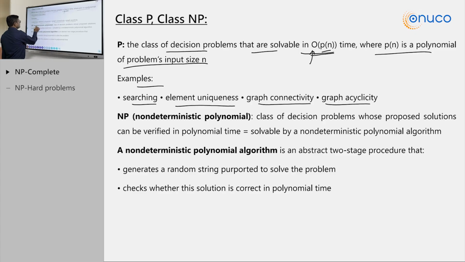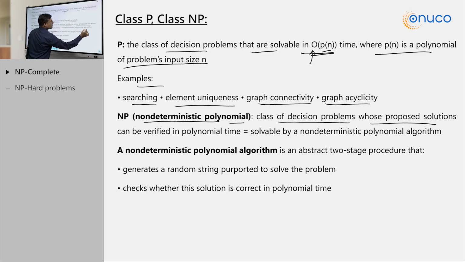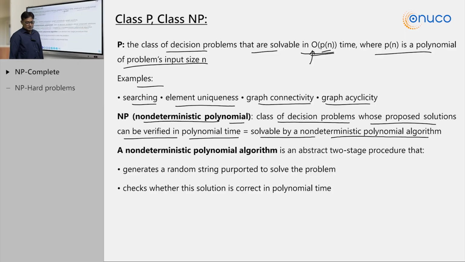Okay, NP, non-deterministic polynomial: the class of decision problems whose proposed solutions can be verified in polynomial time, equal to solvable by non-deterministic polynomial algorithms. It is called non-deterministic polynomial because it takes not a fixed amount of polynomial time. We are not able to determine exactly how much time it will take to solve the problem. But yes, we are going to verify whether solutions are proper or not.